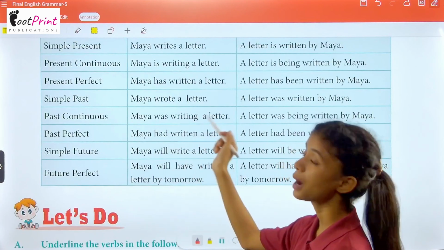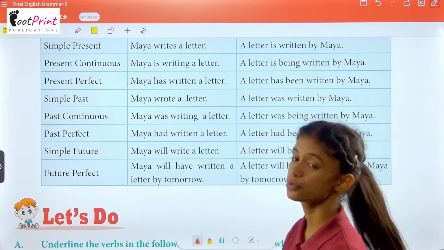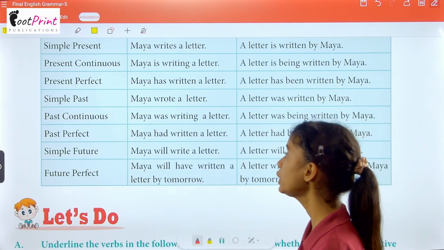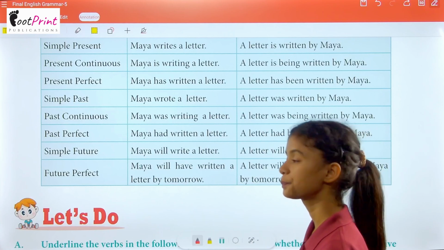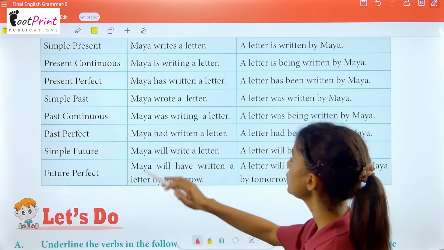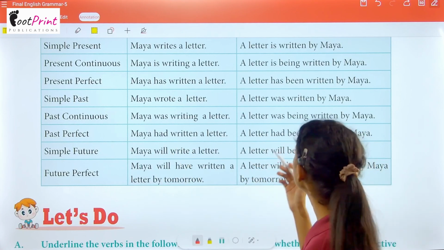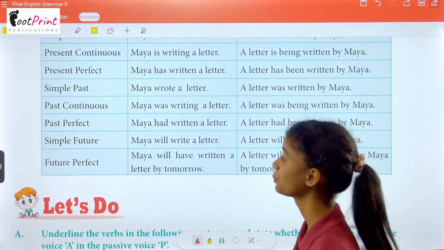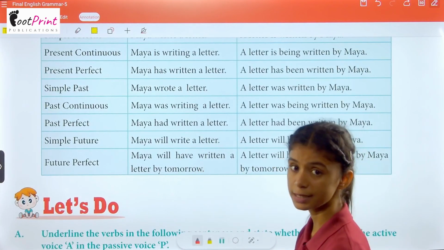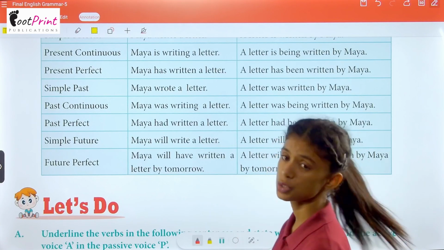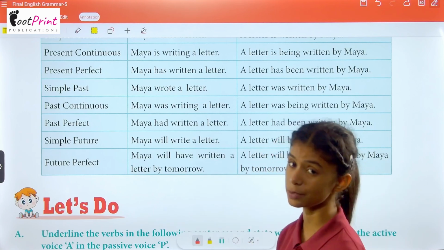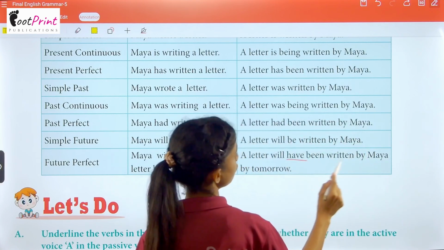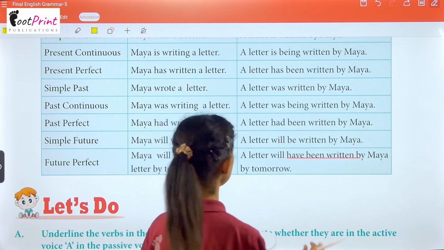Simple past. Maya wrote a letter. A letter was written by Maya. Past continuous. Maya was writing a letter. A letter was being written by Maya. Past perfect will be Maya had written a letter. A letter had been written by Maya. Simple future is Maya will write a letter. A letter will be written by Maya, and future perfect will be Maya will have written a letter by tomorrow. A letter will have been written by Maya by tomorrow.